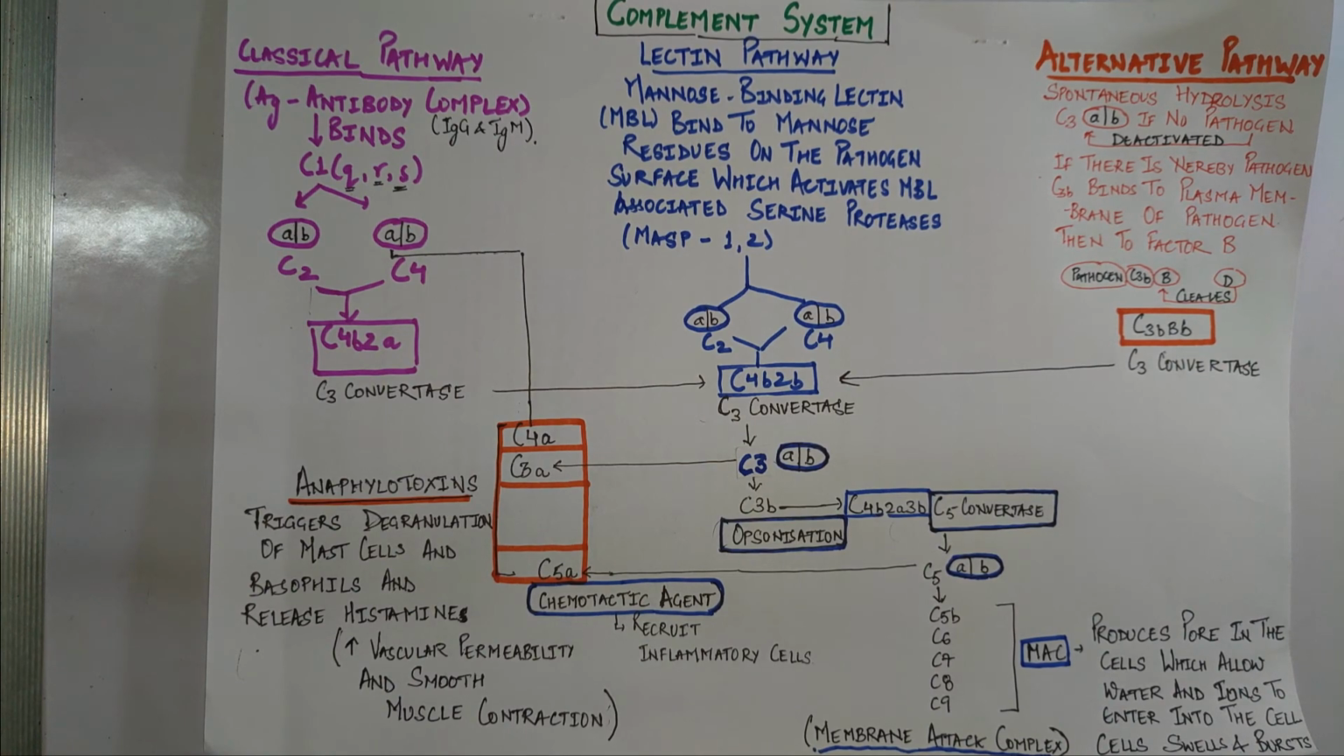Hello everyone, today we are going to learn about the complement system. The complement system is a part of the immune system that enhances or complements the ability of antibodies and phagocytic cells to clear microbes and damaged cells from an organism, promote inflammation, and attack the pathogen's cell membrane.